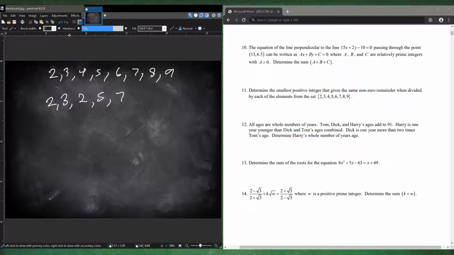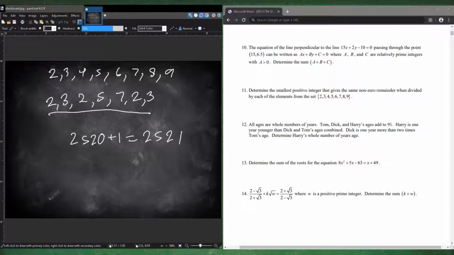8 equals 2 times 2 times 2, so we only had 2 of them, so we need one more. And then 9 equals 3 times 3, so we need a 3. Okay, so now we have all these numbers, and you can just multiply them together. So 2 times 3 times 2 times 5 times 7 times 2 times 3, which is 2520, right? And then whatever this number is, you could just add 1 equals 2521.